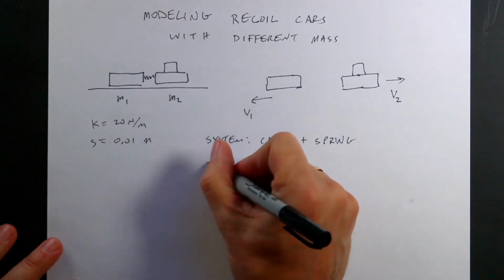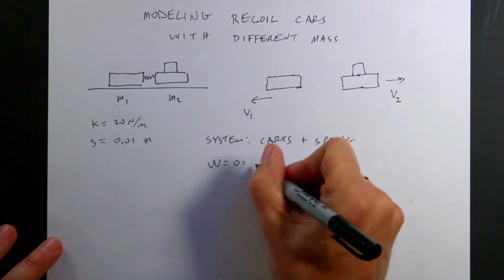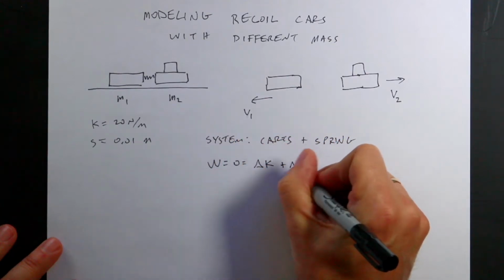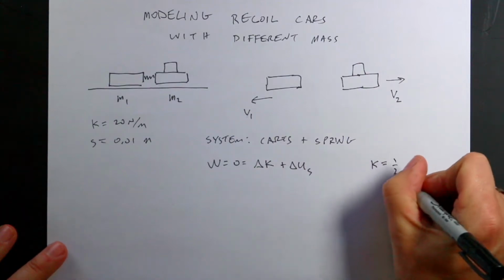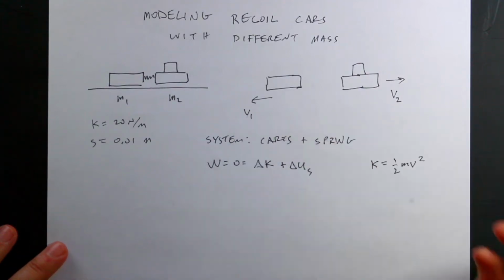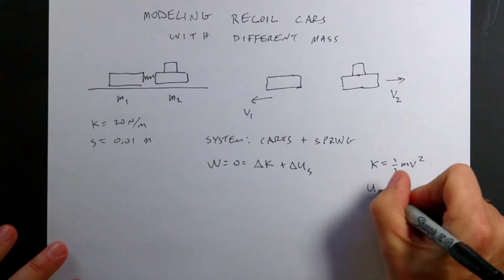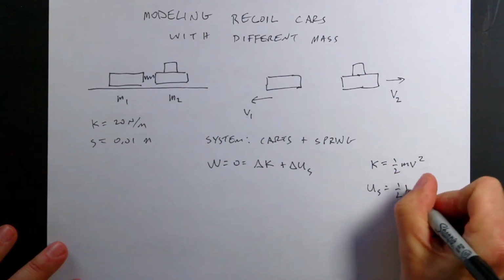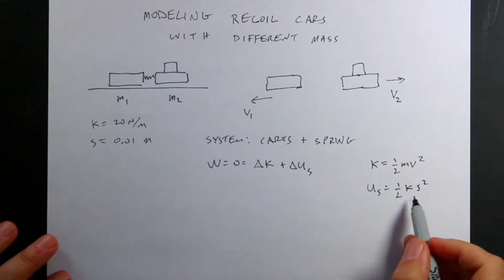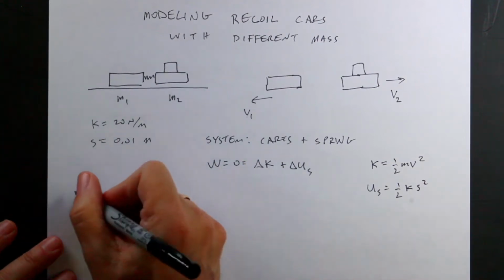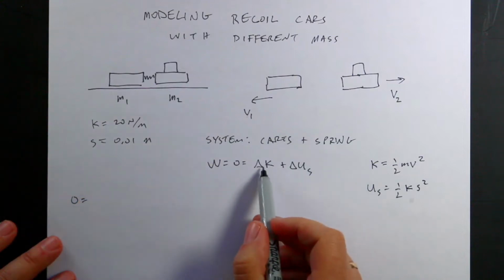So I can just say work equals 0 is a change in kinetic energy plus a change in spring potential energy. So kinetic energy is going to be 1/2 mv squared, and they both have kinetic energy. And spring potential energy is going to be 1/2 ks squared, where k is the spring constant and s is the amount they're compressed.